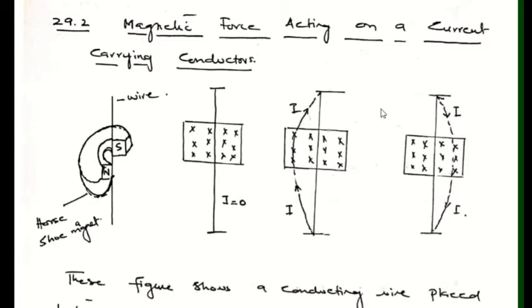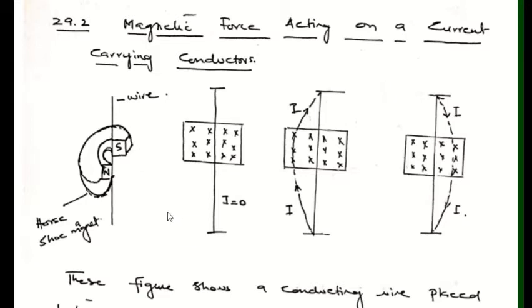Today we'll be discussing Article 29.2 of Serway and Jewett, that is magnetic force acting on a current carrying conductor. As we have already seen, when charges are moving in a conductor, they produce a magnetic field. But in this article, we will be discussing a little different case, where we have a current carrying conductor which is being placed within a magnetic field.